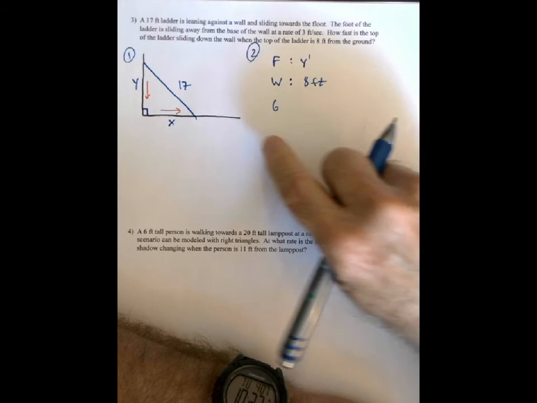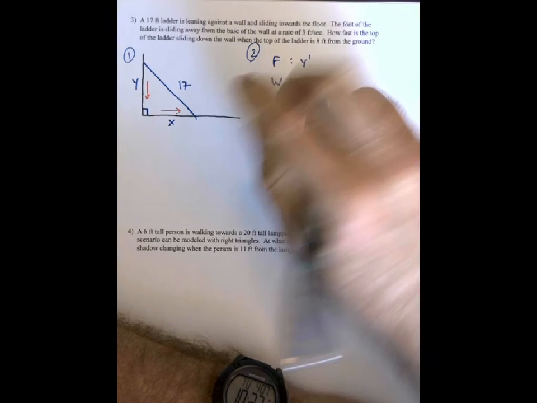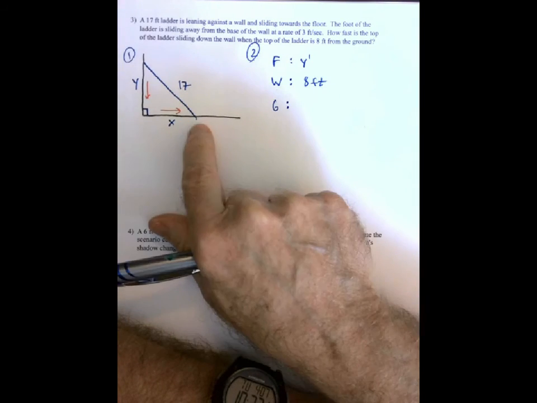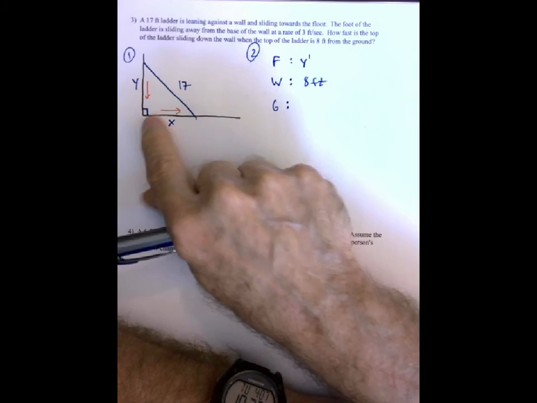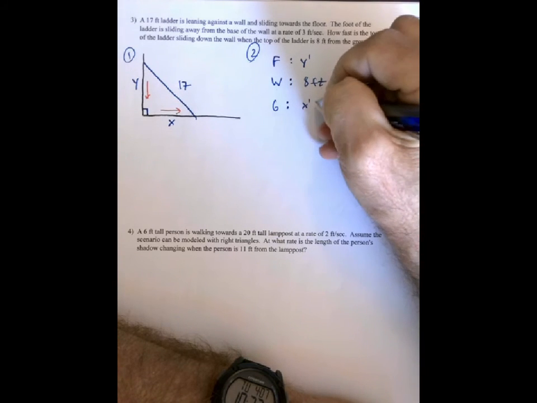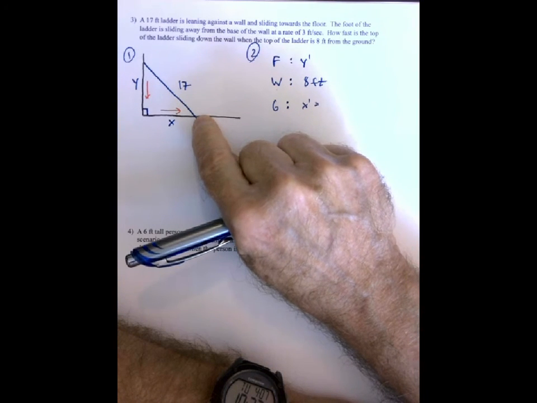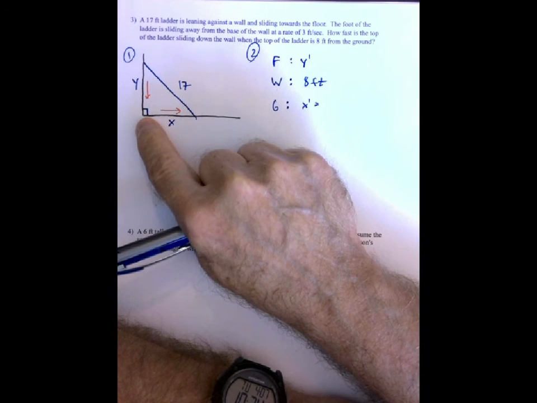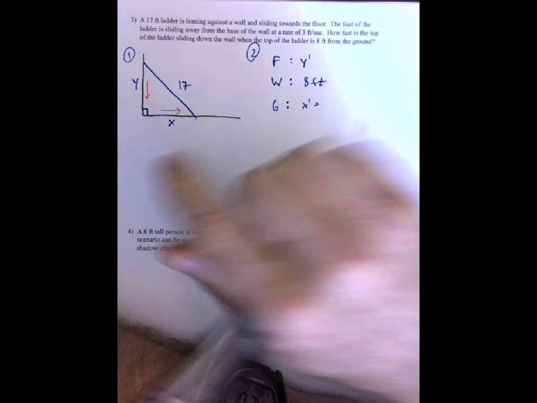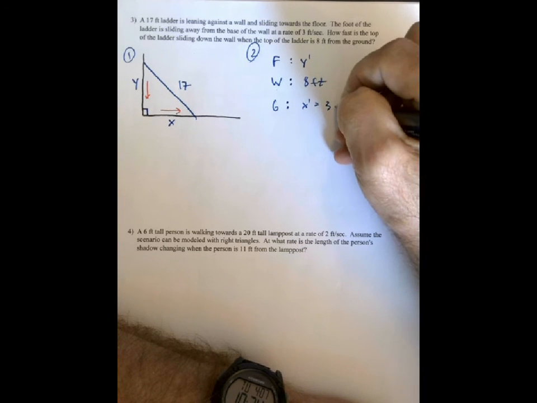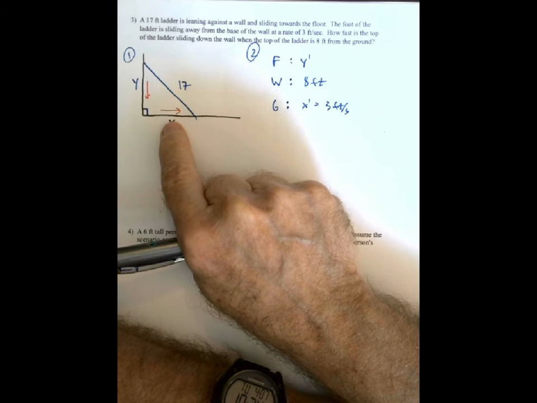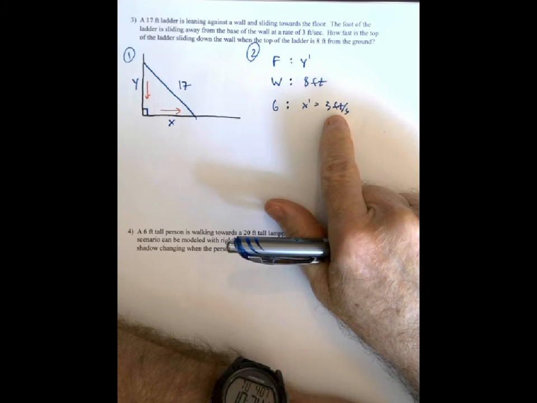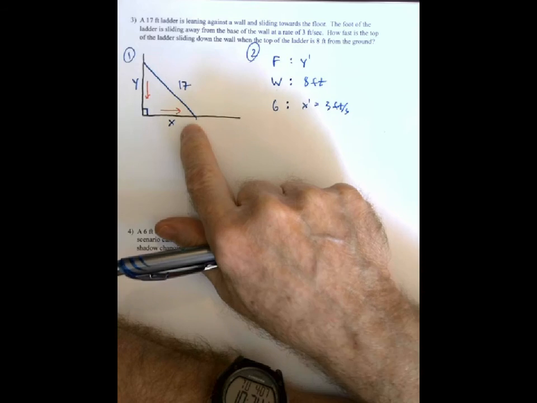Now, the rate that we're given is x prime, the speed at which the base of the ladder is flying this way. So x prime, the base of the ladder, is moving away from the base of the wall at a speed of 3 feet per second. This distance is getting bigger, so that's got to be positive, since this is an increasing distance.